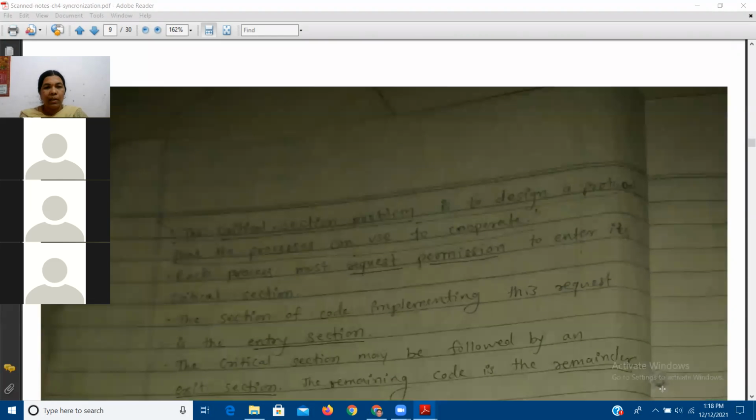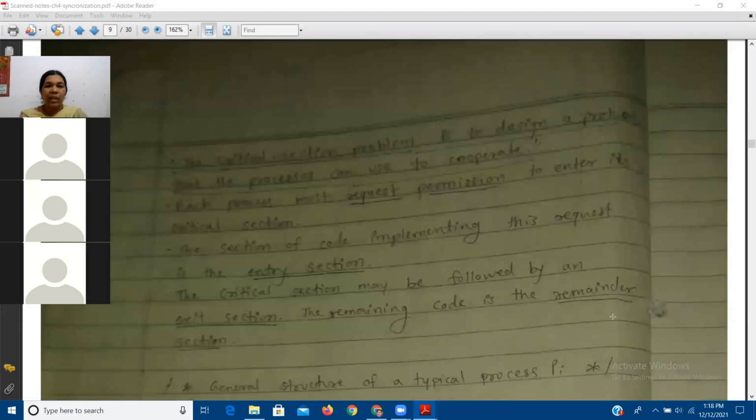So actually what is the problem? The critical section problem is to design a protocol that the processes can use to cooperate.